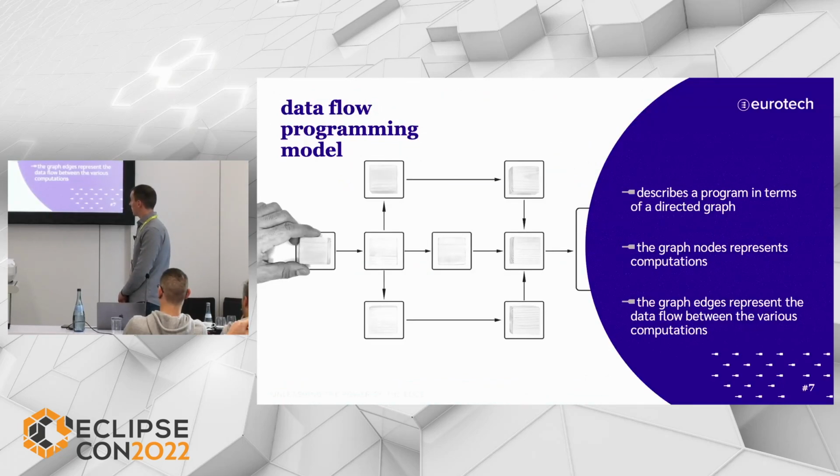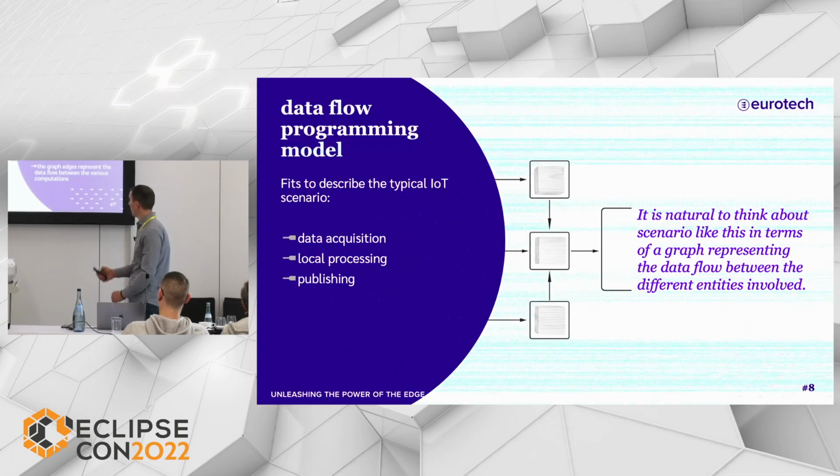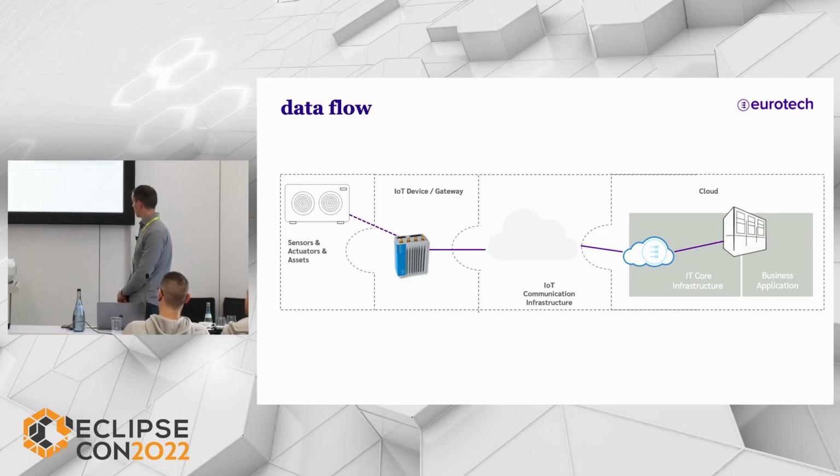So as said, Kura Wires embraces the data flow programming model. With this paradigm, you represent a program, an application, in terms of a graph, where the nodes can be computations, processing, data sources or data sinks. And those nodes are connected by edges that represent the data path that flows between them. We found that this fits particularly well to an IoT scenario when you have data acquisition, processing, and publishing. And as you can see here, it is really easy to see the data that is moving between these components. It's basically a graph, even with a single branch.